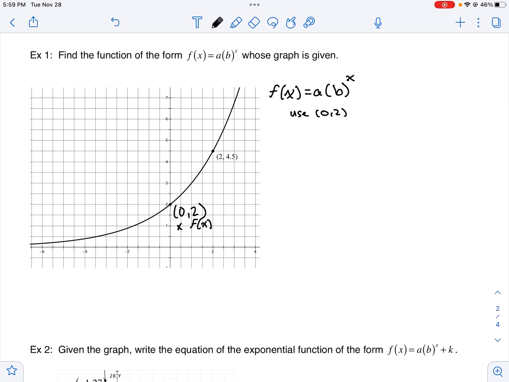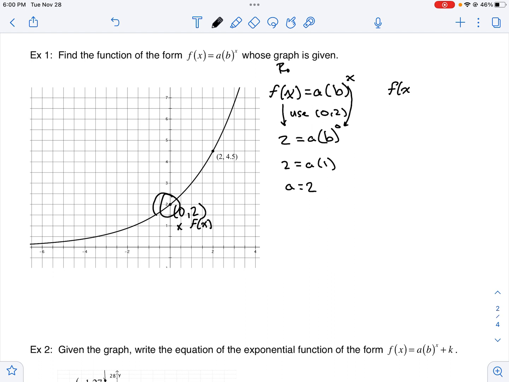So I can make that substitution. Wherever I saw f of x, I can swap it out with 2 equals a times b to the 0. And hey, b to the 0 is pretty nice. That's just 1. 1 times a is just a, so a equals 2. This should not be a surprise, though, because we knew the y-intercept. We're not always going to be fortunate to get the y-intercept in the equation, but it kind of just confirms that, yeah, we were expecting that to be 2.